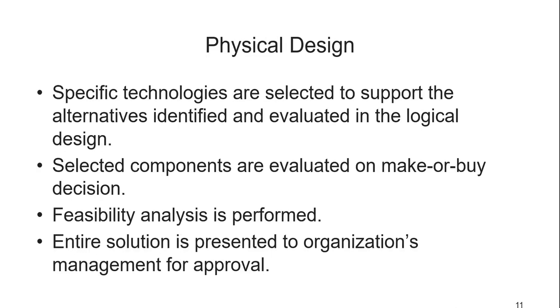In the physical design phase, the organization should identify the technologies needed to support the implementation of the new security system, which includes hardware, software, and network. The selected components are evaluated based on a make or buy decision. So also the components: do we need to develop those in-house or purchase them from a vendor? Alternative solutions are generated and the final design is agreed on.